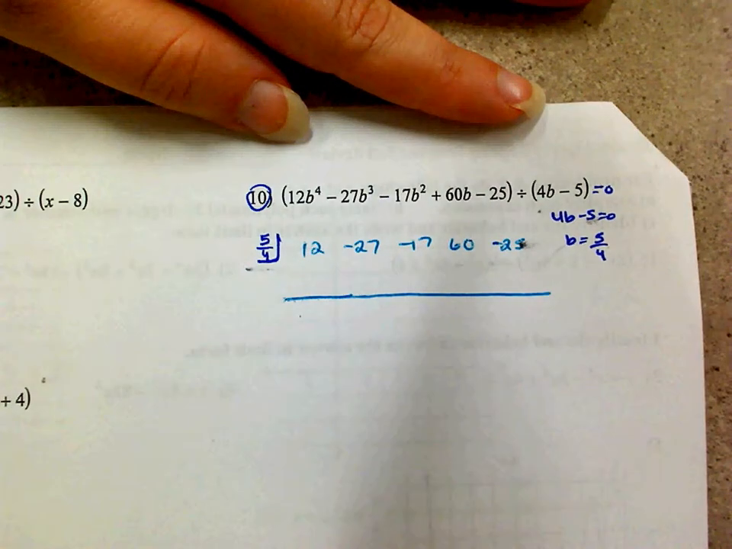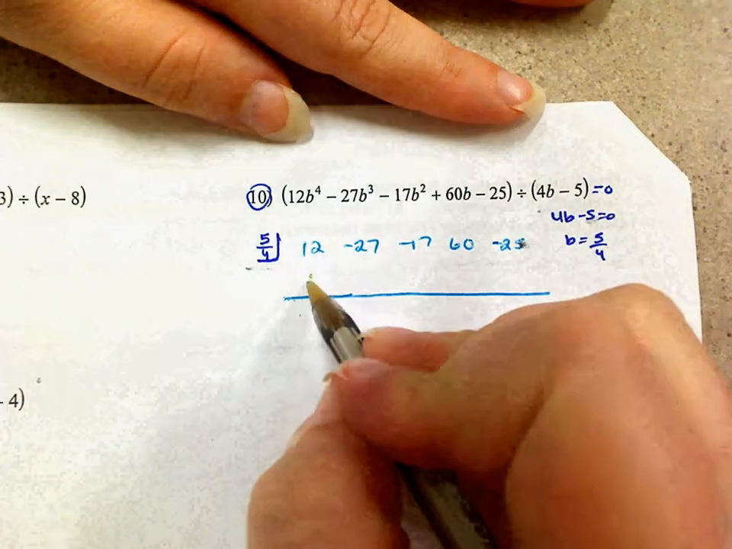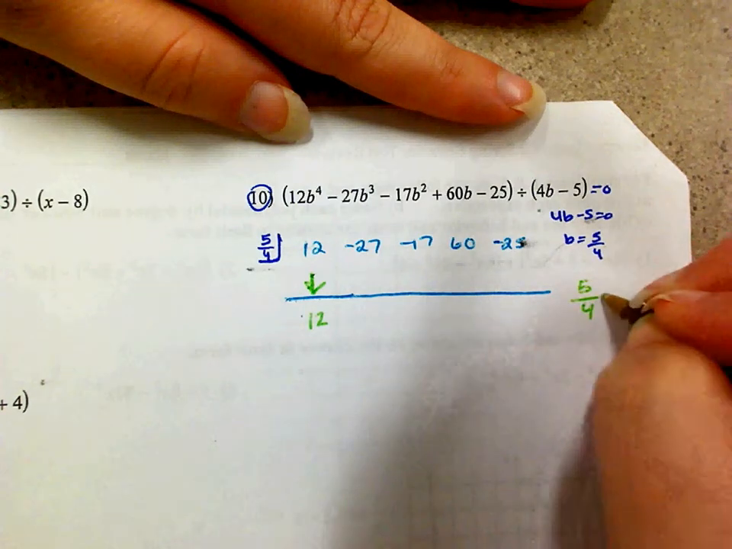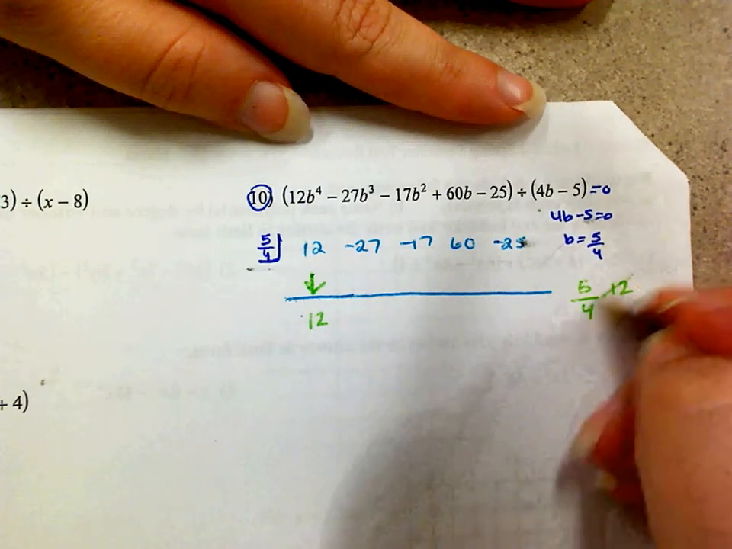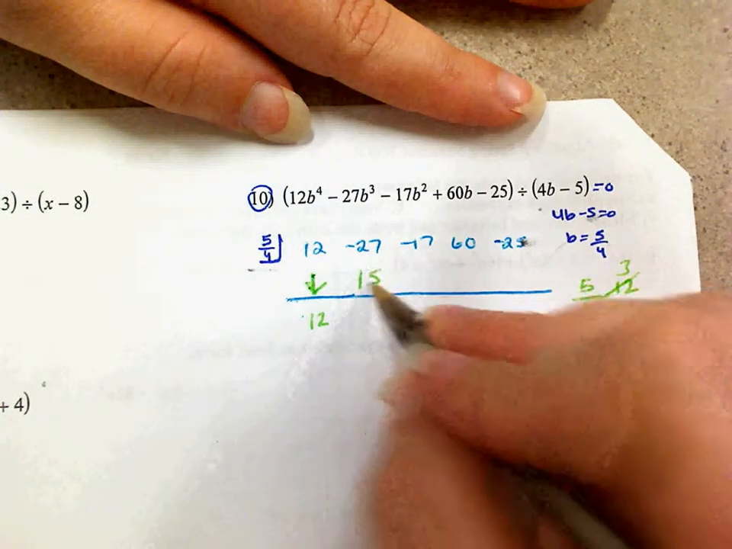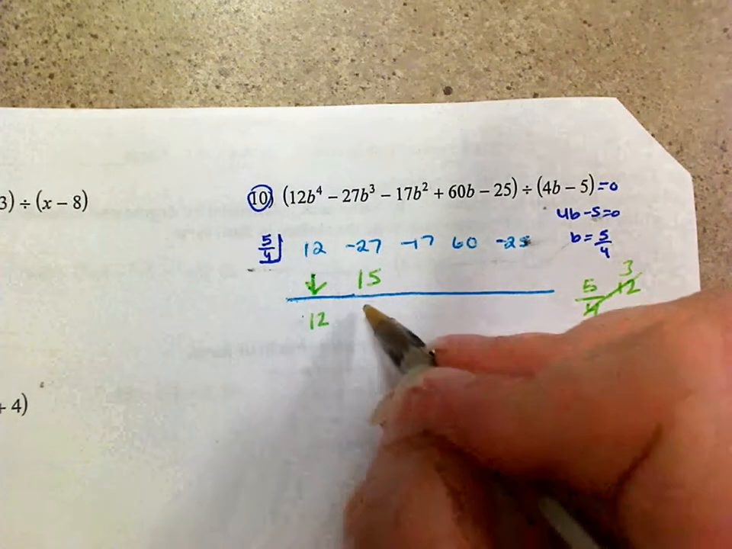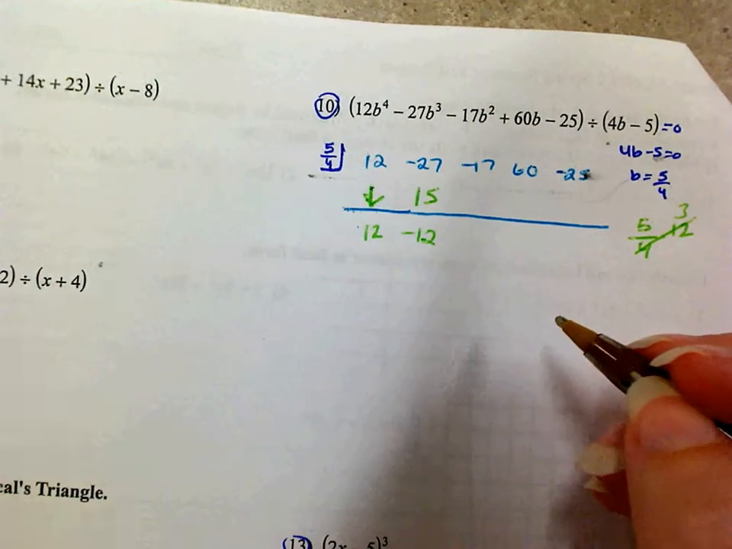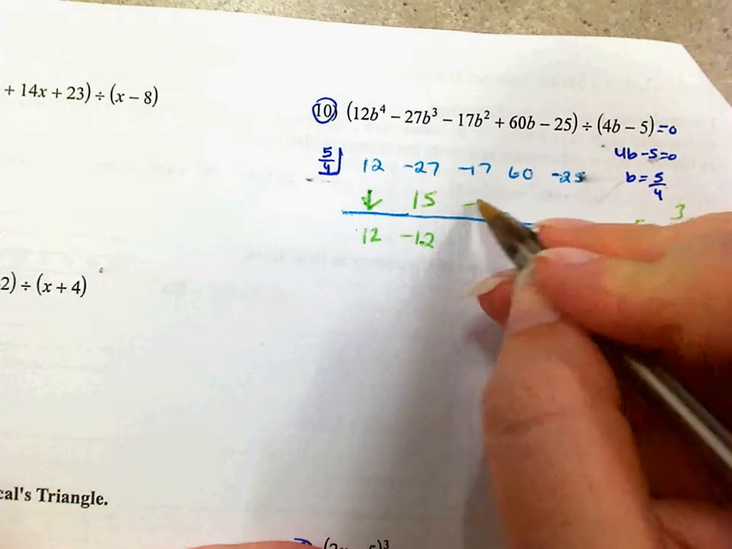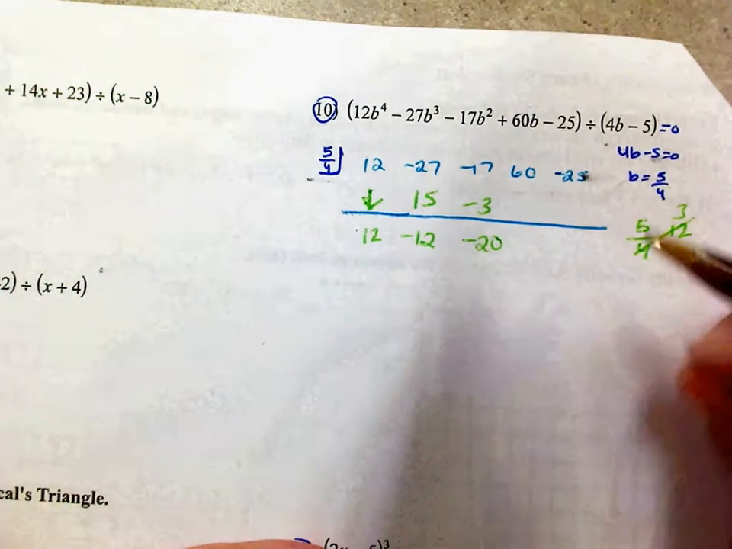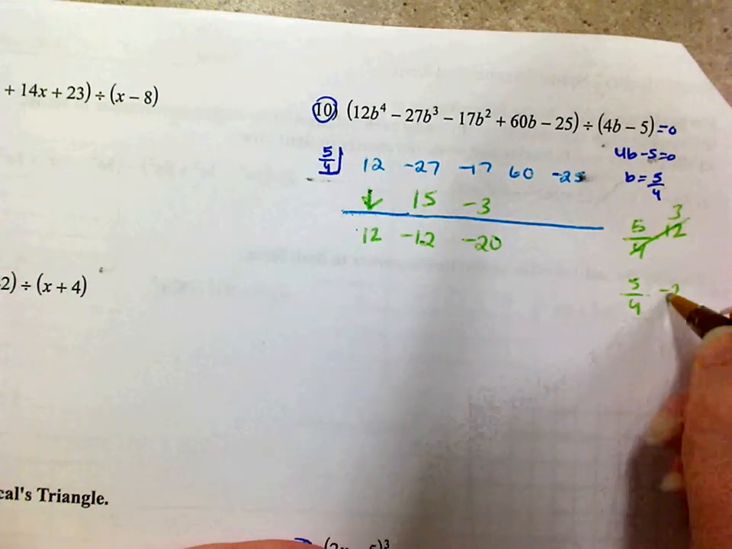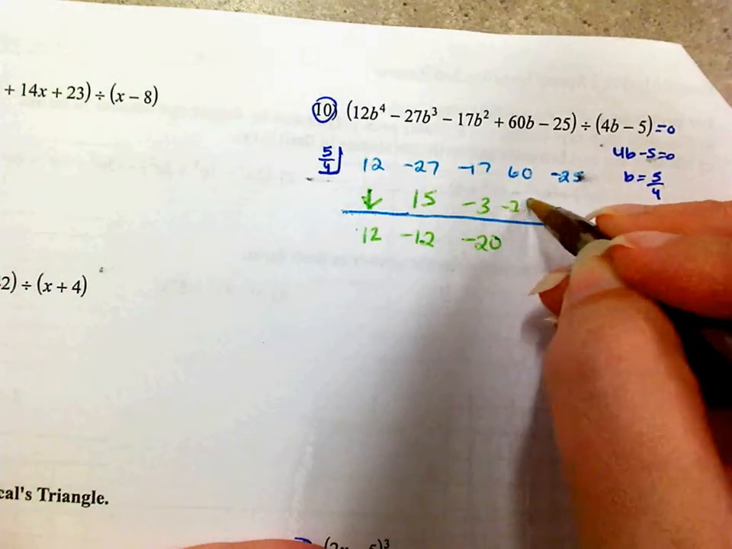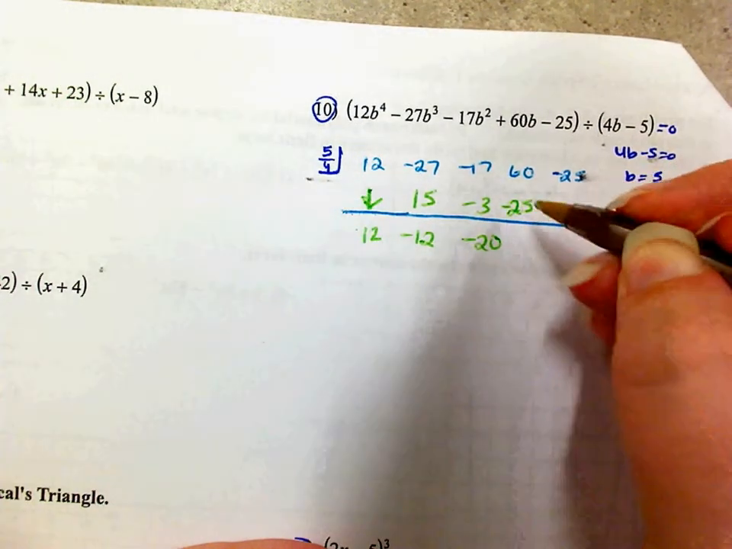Okay, so now I'm going to start doing synthetic division. Bring down the 12. 5/4 times 12. Well, 12 divided by 4 is 3, and 3 times 5 is 15. Negative 27 and 15 is a negative 12. 5/4 times a negative 12 is a negative 15, so it's a negative 15 right there, which makes us negative 32. 5/4 times a negative 20. Negative 20 divided by 4 is negative 5, so that's a negative 25. 60 minus 25 is 35.